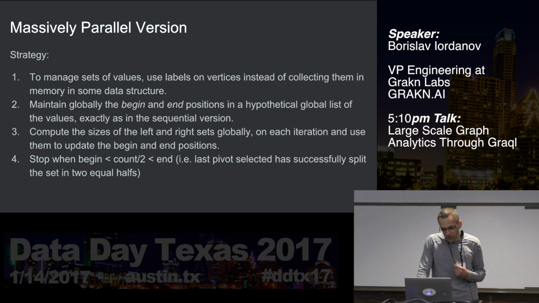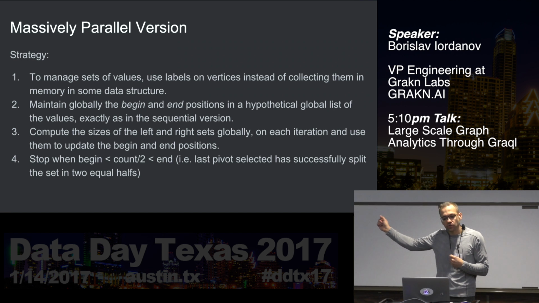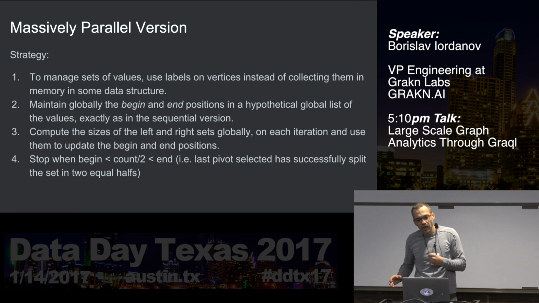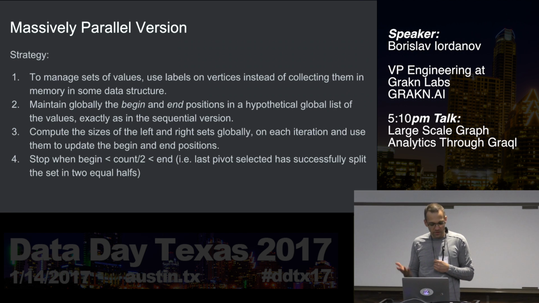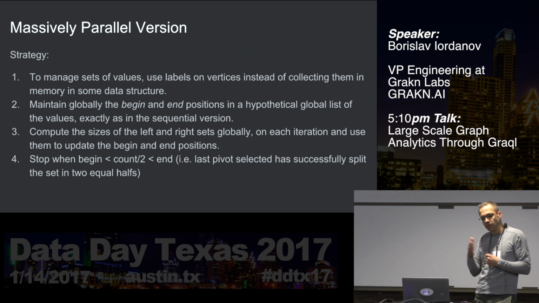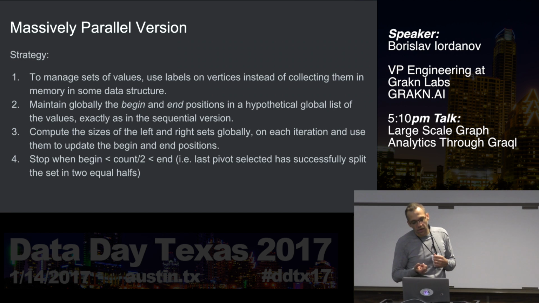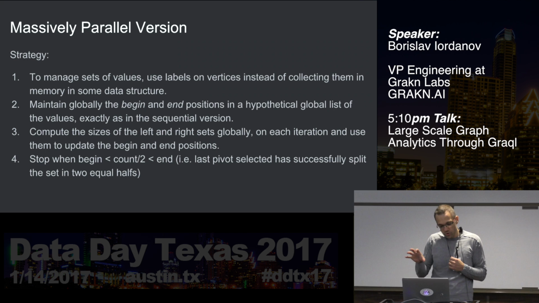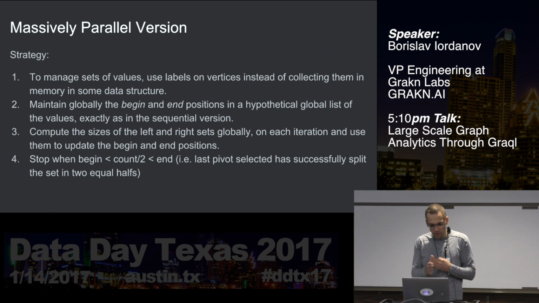So we use that, and then the way we proceed, we imagine that we have a whole list of values, even though we don't really construct this. We imagine that we have it, and we maintain the beginning and end positions of that list exactly as in the sequential version. So the first thing we do, we pick the pivot again, and we compute the left and right sets globally for each iteration, and then we use the sizes of this left and right set to update the indices of the beginning positions and decide which way to go. And in the sequential version, we stop when the median falls exactly between the indices.